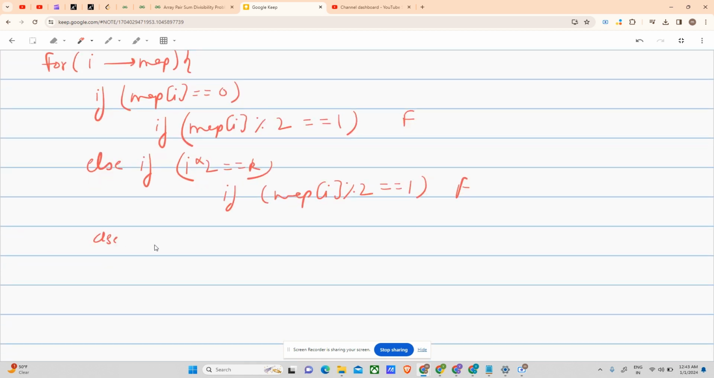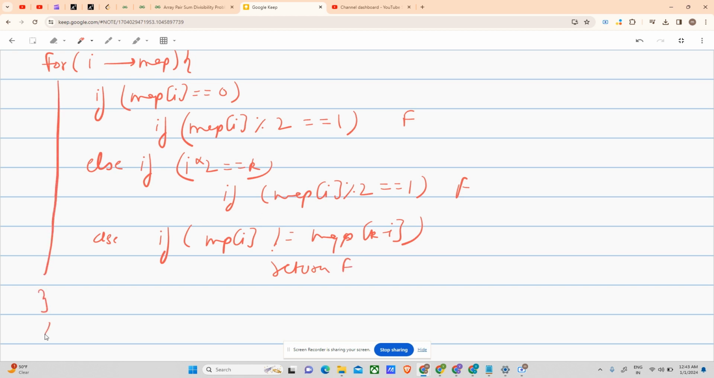Else if map of i is not equal to map of k minus i, in that case return false. After that the for loop will end and return true. What is the time complexity? O of n, traversing the array two times, O of n plus O of n, and space complexity also O of n because we are keeping the counter only.